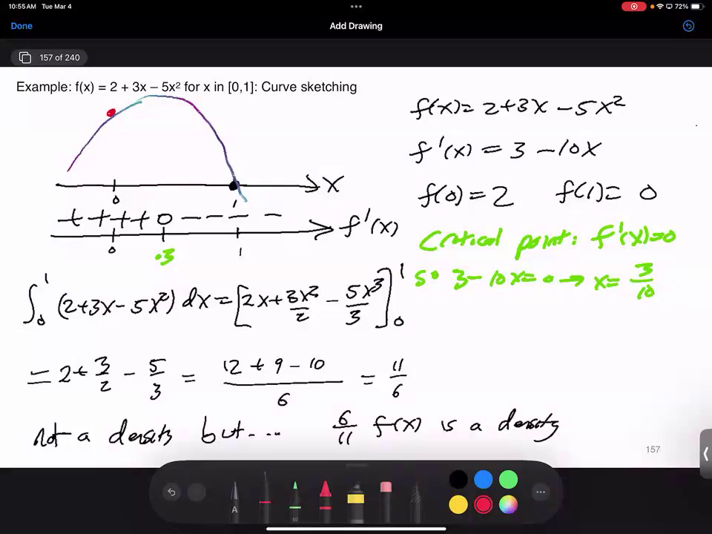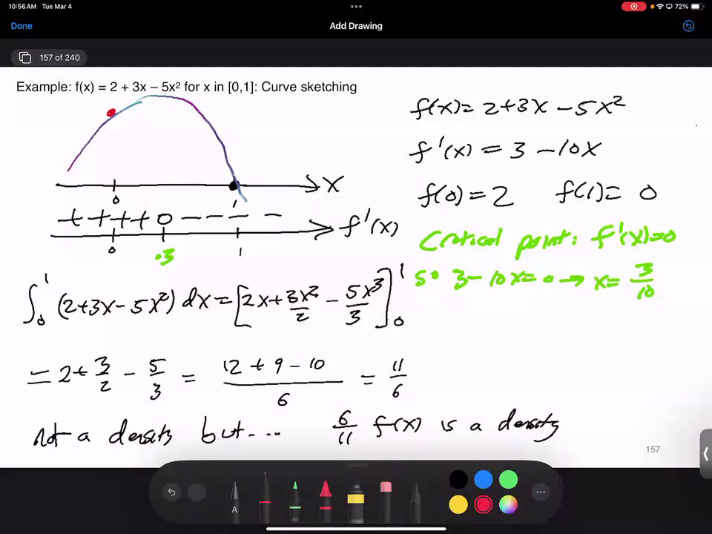And this gives me a quick sketch. If I now do the integration, and I didn't want to risk doing this live, and find the area under the curve, we get 11/6. So could this be a density? No. What should the integral equal if it's supposed to be a density? It's supposed to be 1. We got 11/6. But we can make it a density by just multiplying by 6/11.